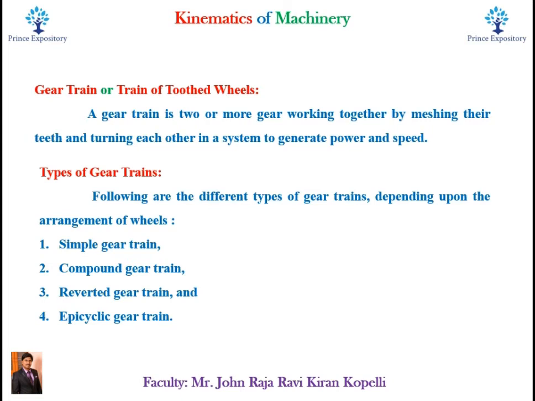A gear train consists of any or all kinds of gears like spur gears, bevel gears, spiral gears, etc. These gear trains are used when a large velocity reduction is desired, and also the distance between the two shafts is neither too high nor too small.